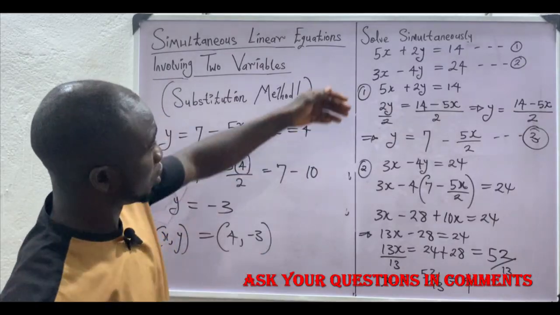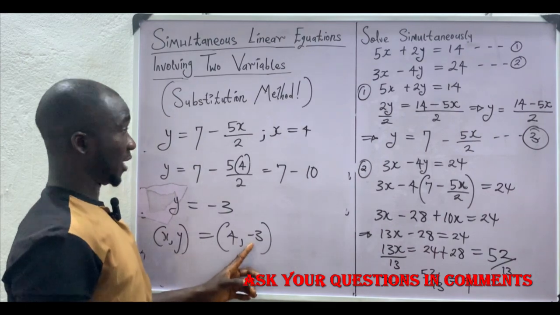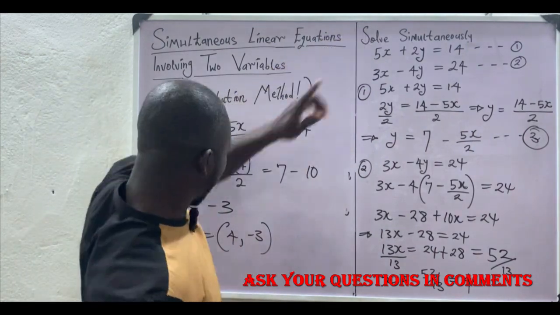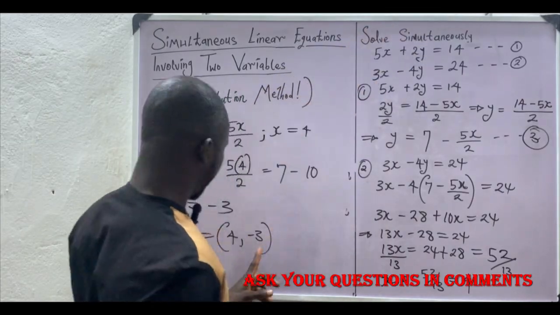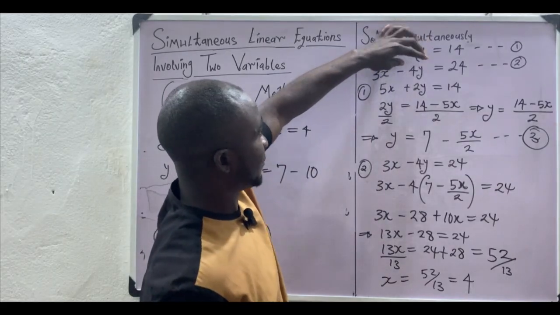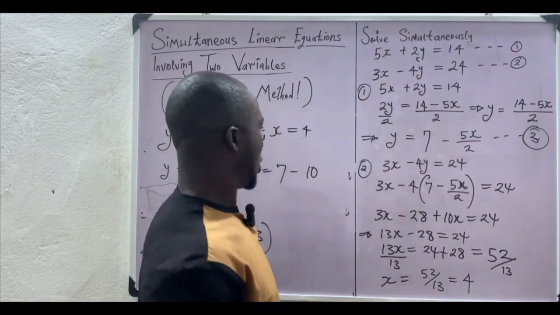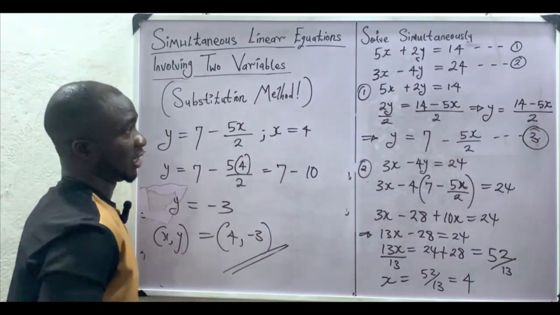And if we also replace these values of x and y in equation 2 with this actual value, which is 4 and minus 3, then we're going to have 3 times 4, which is 12. Then we're also going to have minus 4 times minus 3 here. Minus 4 times minus 3 is also 12. Then 12 plus 12 is equal to 24, which shows that our values of x and y are correct.